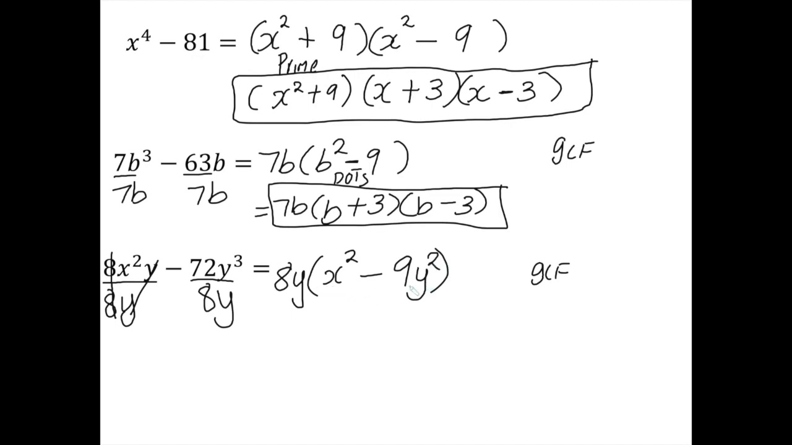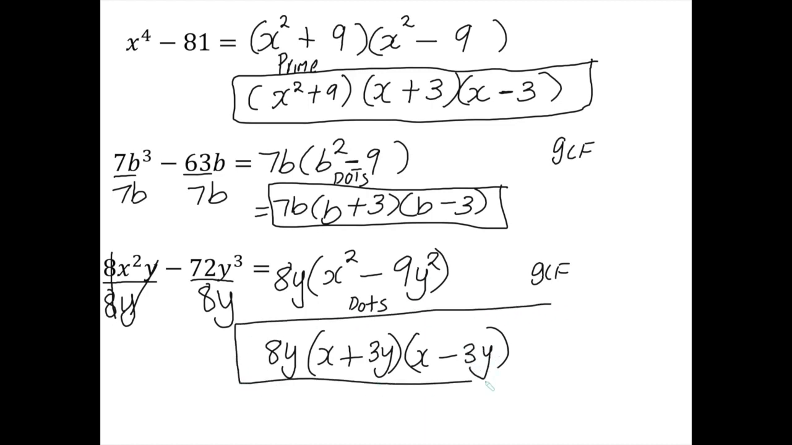Then in here I have two terms separated by subtraction, and x squared is perfect and 9y squared is perfect, so I should be able to perform the difference of squares. So I have my 8y, I'm going to open my parentheses, x squared is x times x, I put a plus and a minus, and 9y squared is just 3y times 3y. And I'm finished. I'm going to show you what it looks like on the SEEF test.